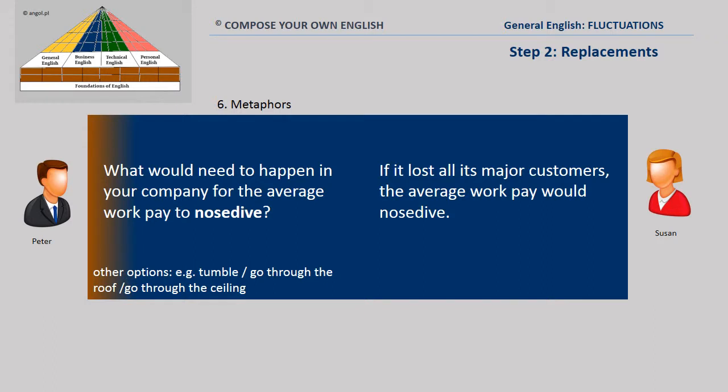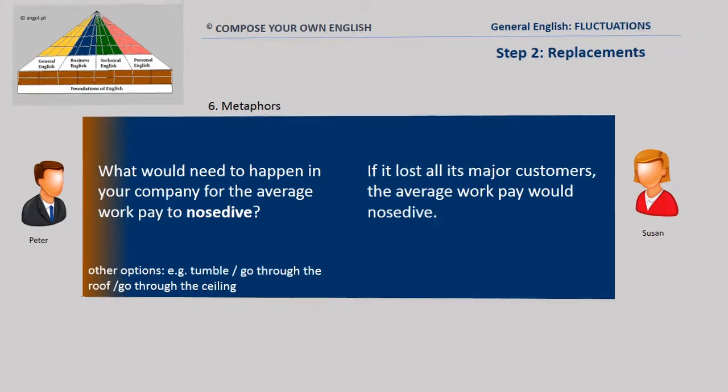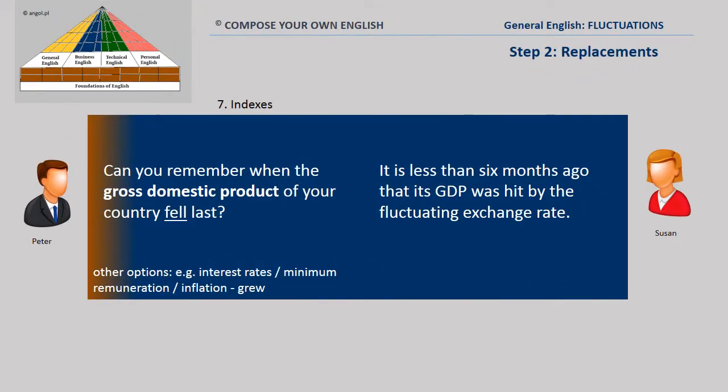What would need to happen in your company for the average work pay to nosedive? If it lost all its major customers, the average work pay would nosedive. Can you remember when the gross domestic product of your country fell last? It is less than 6 months ago that its GDP was hit by the fluctuating exchange rate.